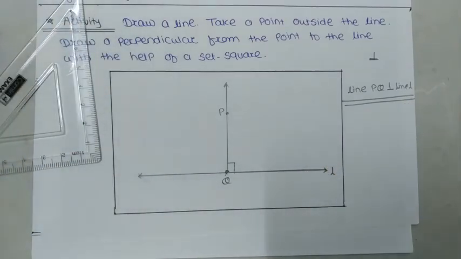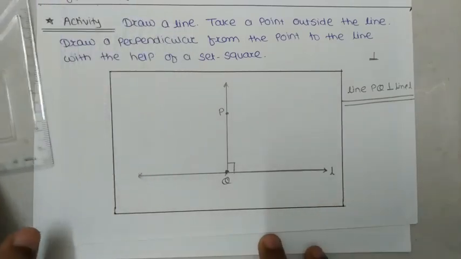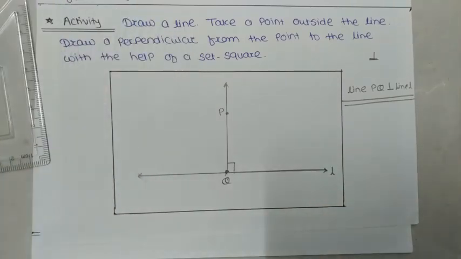In this way we draw a perpendicular line from a given line L with the help of a set square. So now we stop here for today. In the next lecture we will start with what is meant by the altitude and what the cases of altitude are when we calculate it. We will discuss this part in the next video.